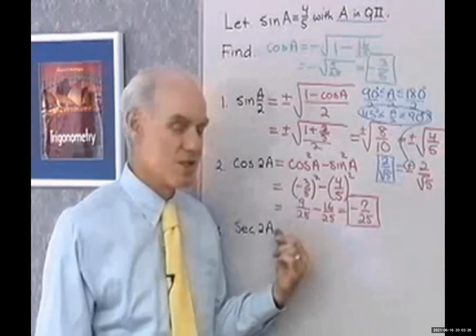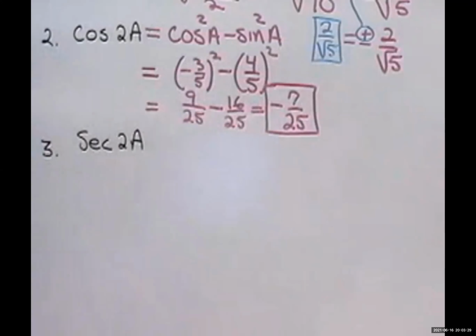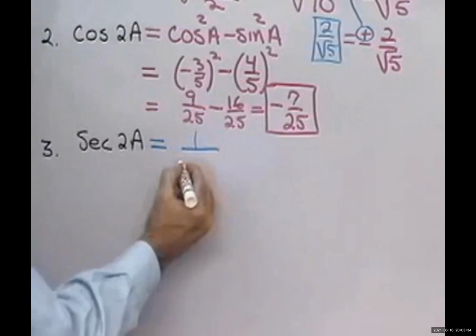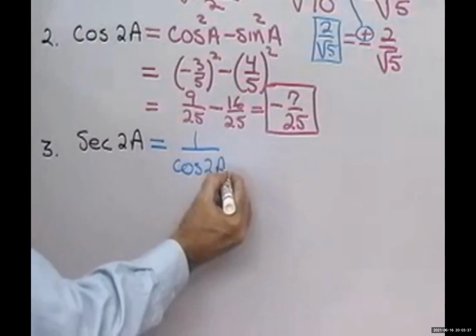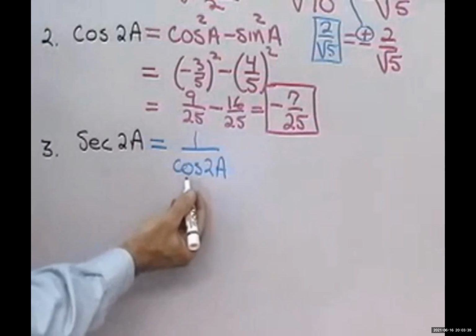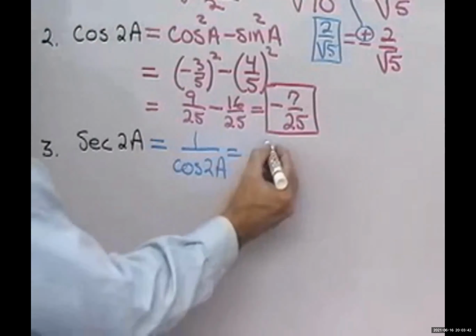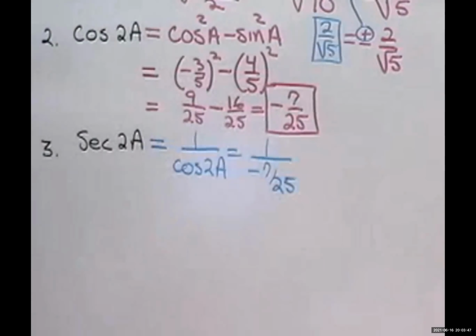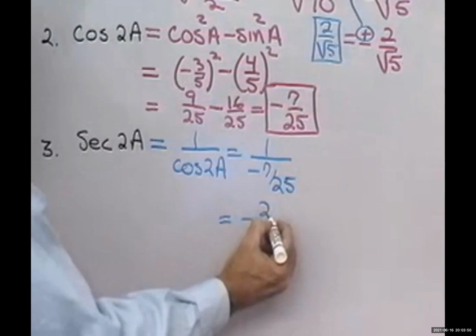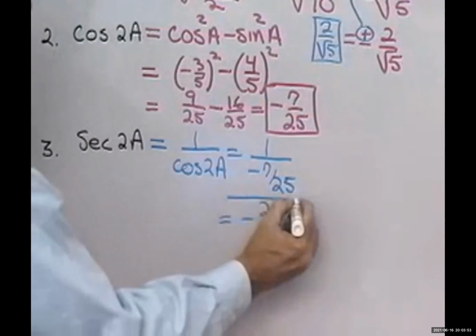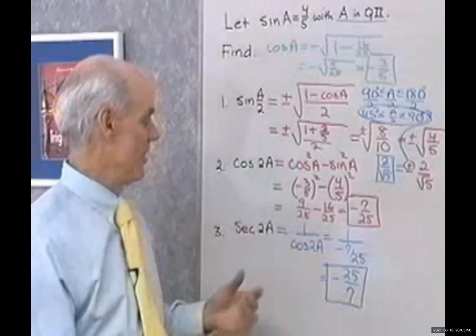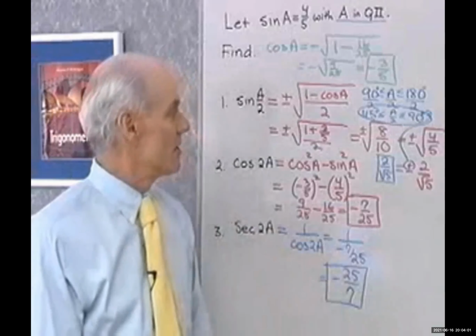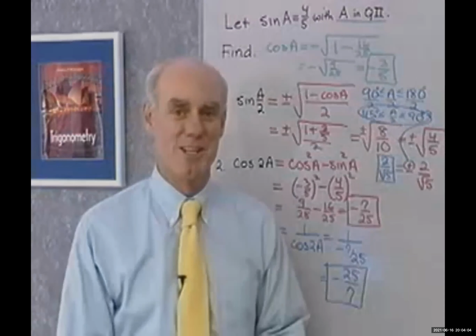Let's look at our last problem, which is secant 2A. I want to find the secant of 2A. Well, that shouldn't be bad because secant is 1 over cosine. So I have secant 2A is 1 over cosine 2A. I already found the cosine of 2A, so it's 1 over negative 7/25. And the reciprocal of that is going to be negative 25 over 7. So that's probably the easiest problem of the three, just using my reciprocal identity that secant 2A is 1 over cosine 2A. So that's a quick look at some half angle formulas.